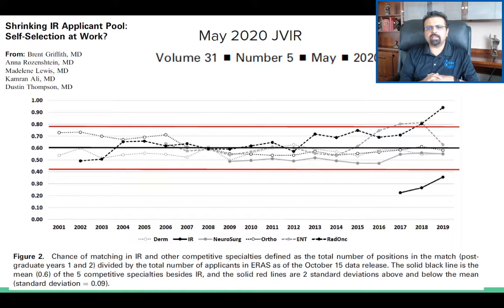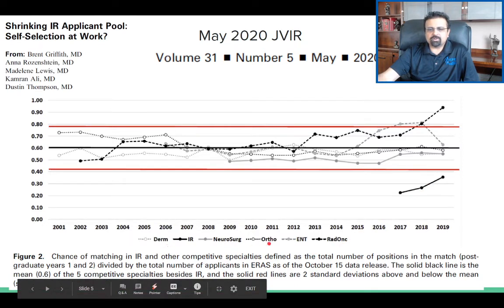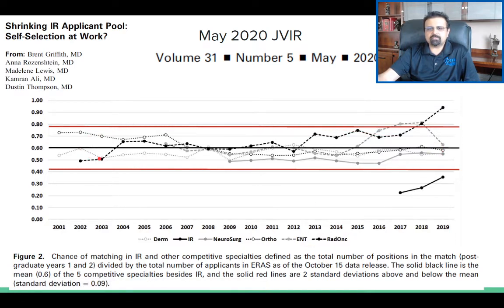article in the May issue of JVIR entitled "Shrinking IR Applicant Pool," and I just wanted to illustrate this. Although the article is talking about the shrinking IR applicant pool, what I found very interesting was that interventional radiology is well below all other subspecialties when it comes to the percentage filled, meaning it is more competitive than any other subspecialty, where it's only filling at about 30%, compared to dermatology, neurosurgery, orthopedic surgery, ENT, even rad-onc, which are historically the most competitive specialties.